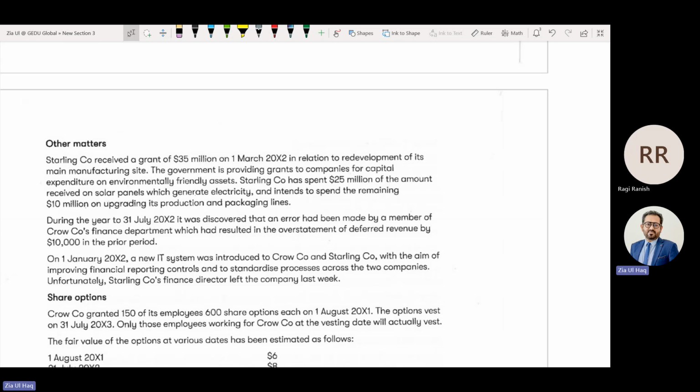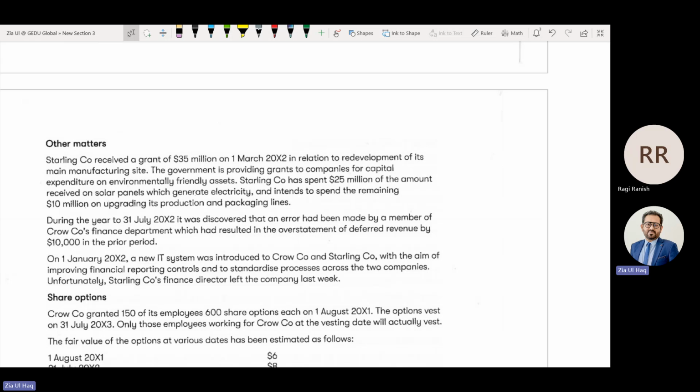Okay, on 1st March, they have received a government grant of 35 million in relation to redevelopment of the main manufacturing site. The government is providing grant to companies for capital expenditure on environmental friendly assets. This is capital nature. So for IAS 20, this capital nature government grant must be deducted from asset cost, and with the remaining amount the asset should have been recorded. If it is not deducted, chances are the financial statements could be manipulated.